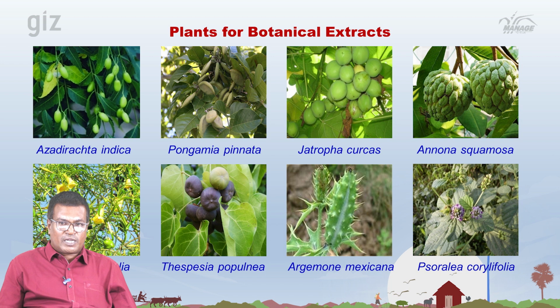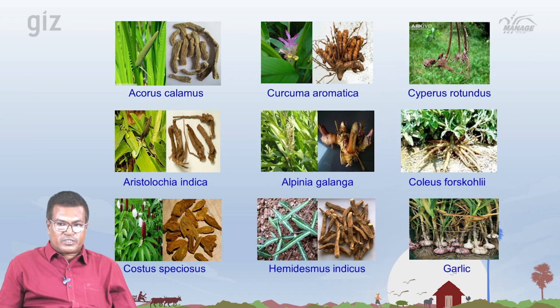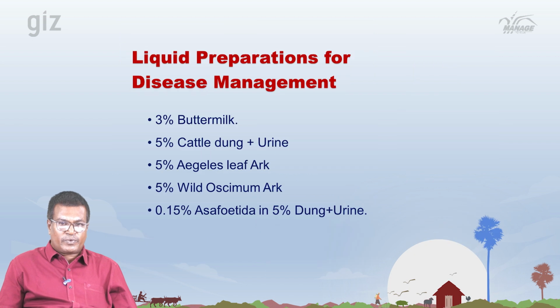And these are all other botanical sources by utilizing which we can prepare various botanical extracts: Ajadirachta, Pongamia, Jatropha, Annona, Acorus, Curcuma, Cypress, Coleus, garlic. And these are some liquid preparations for disease management: 3% buttermilk, very sour buttermilk can be used, and 5% cattle dung and urine, 5% ageless leaf ark, 5% wild ocimum, and 0.15% asafoetida in 5% dung and urine. These are very easily available in our surroundings, and can be employed for disease management. At least in our backyards we can try these things, because they will give very good results. They will not allow plants to develop any kind of diseases.